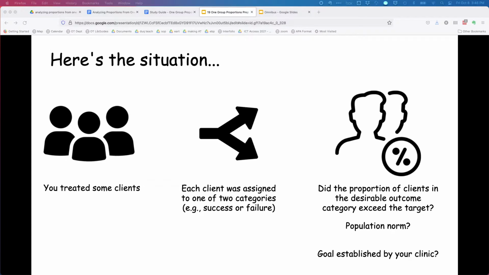Consider a situation where you've treated a group of clients, and each client can be assigned to one of two categories: success or failure, reaching their goal or not reaching their goal. And you want to know if the proportion of clients who had that desirable outcome exceeds some target value.